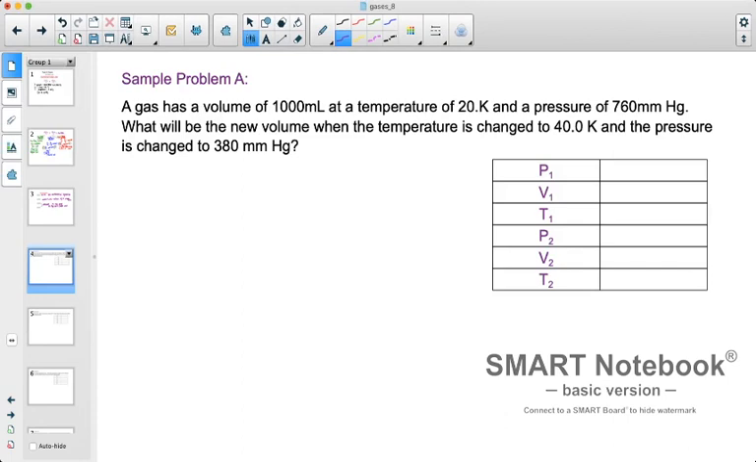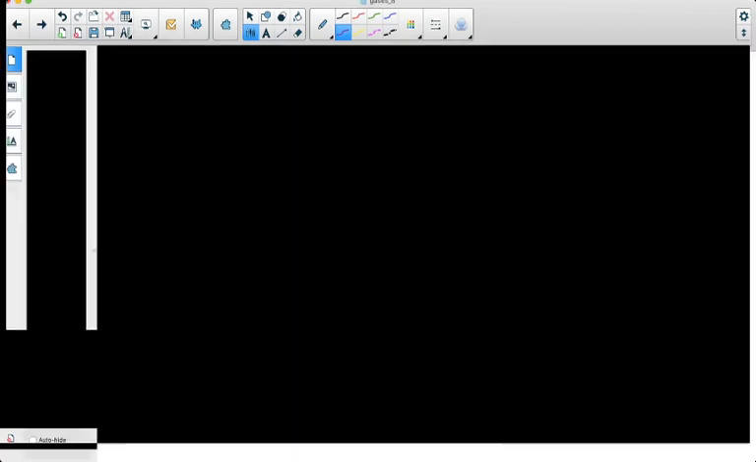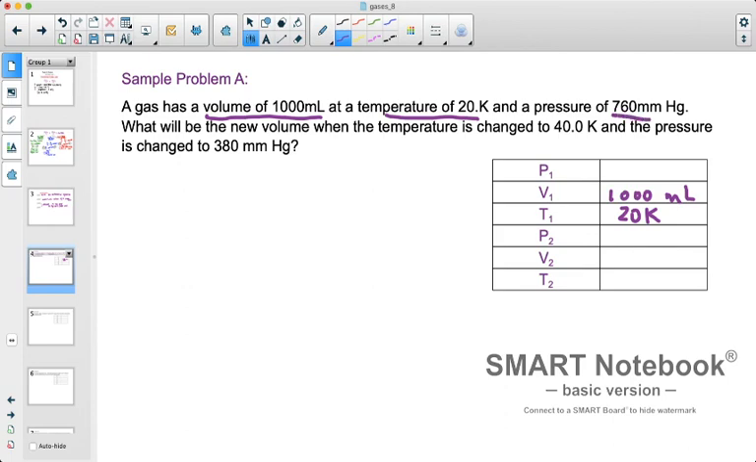Okay, so a gas has a volume of 100 milliliters. All right, so I have a unit, I have a number, that's important. So we see that the volume 1, or the beginning volume, is going to be 1,000, not a 100, sorry, 1,000 milliliters. And it says the temperature at 20 Kelvin. So this now becomes my temperature 1, which happens to be in Kelvin, so I don't have to convert anything. So 20 Kelvin happens to be there. And they give us a pressure of 760 millimeters of mercury. So I'm going to write down 760 millimeters of mercury here.